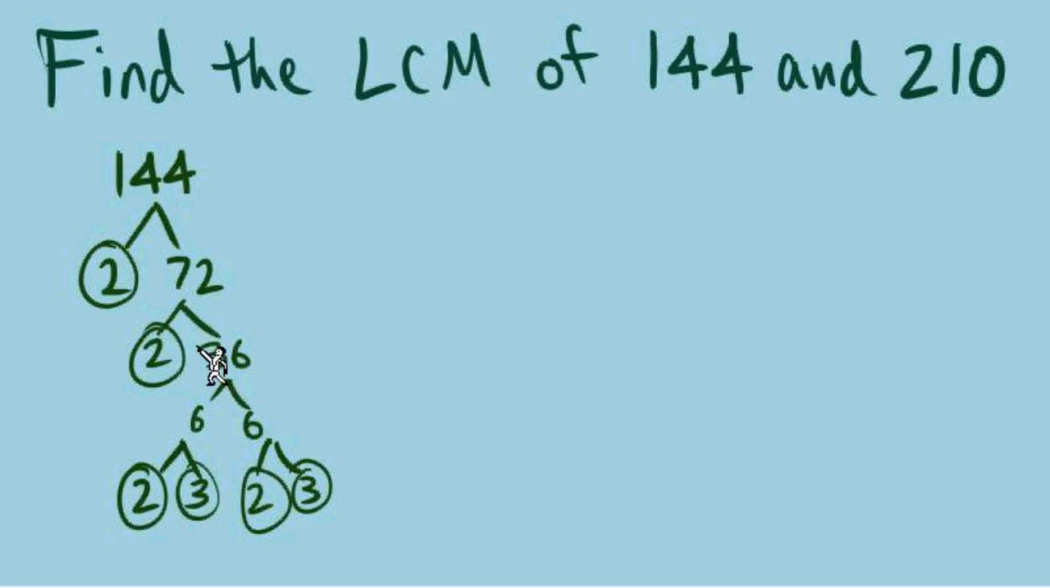Your tree doesn't need to look exactly like mine, but we should all end up with the same list of prime factors, which would be 4 2s and 2 3s. And I just rewrote them down here just to keep myself organized. I have 2s and 3s mixed together in my tree, so I'll put them in order, 4 2s and 2 3s. Next, 210.